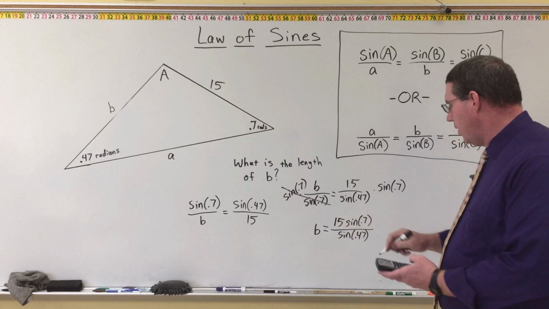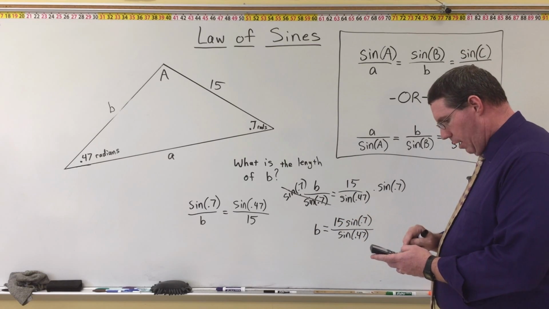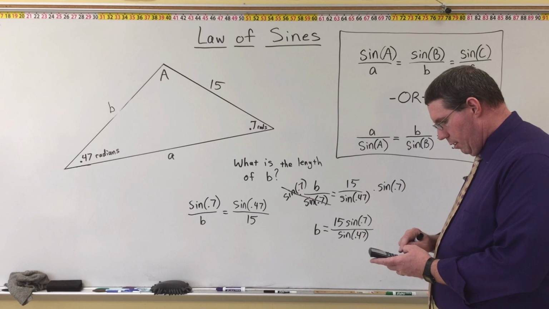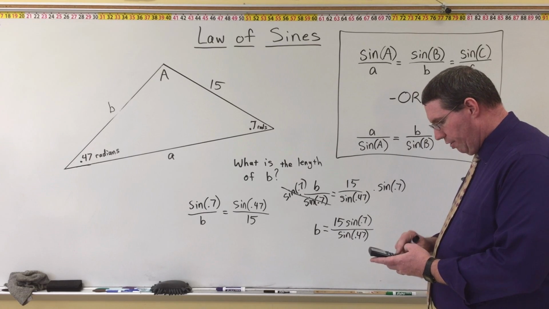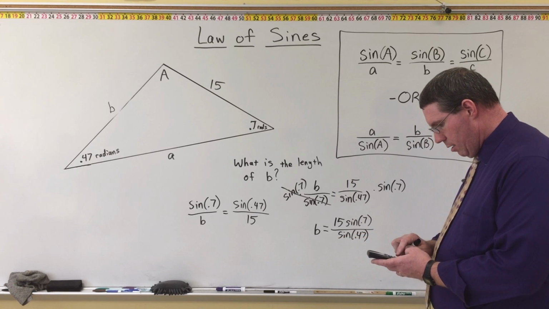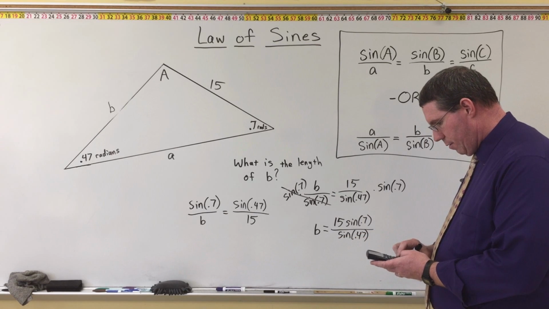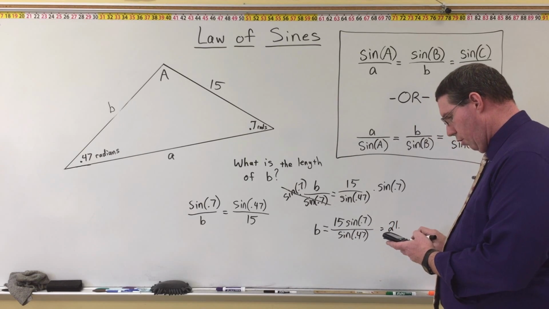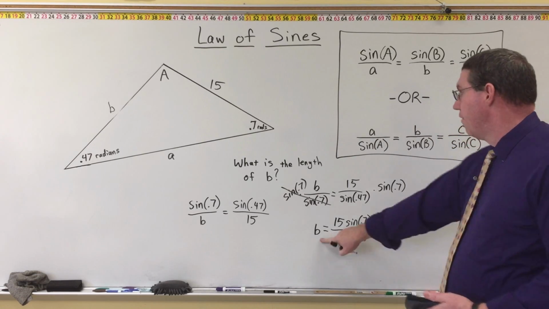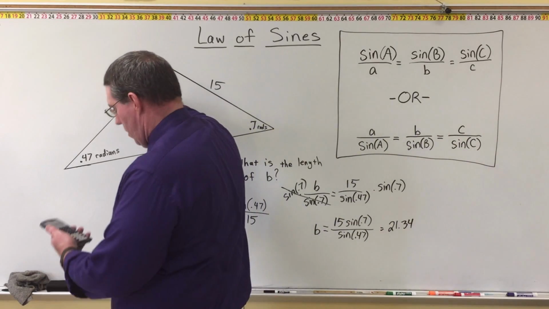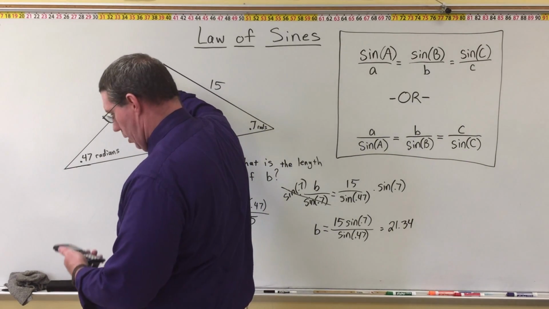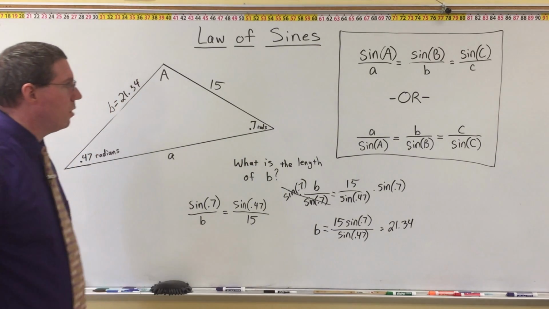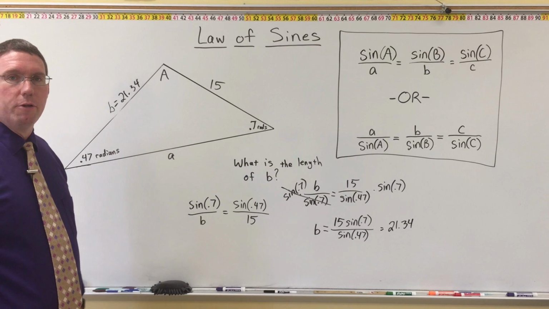Okay? So I'm going to do 15 times sine of 0.7, and I am in radian mode. I'm going to hit enter, divided by sine of 0.47. And that gives me 21.34. And that is the length of B. So this length over here is 21.34. Okay? Let's do one more length problem, and I think at that point you should have the hang of this.